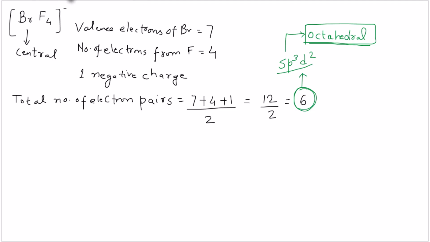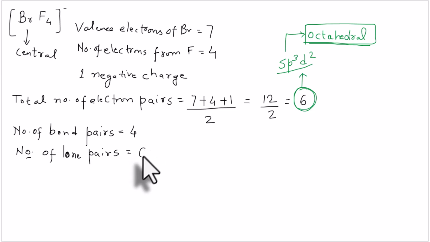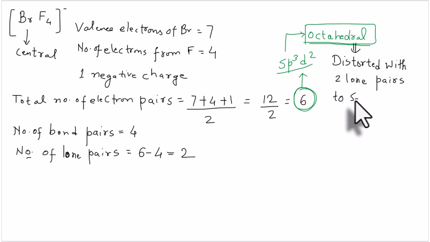Now, how many bond pairs do we have? We have 4 bond pairs from the 4 connected fluorine atoms which are bonded to bromine here. So the number of bond pairs is 4. Now how many lone pairs? Total electron pairs are 6, bond pairs are 4, so 6 minus 4 is 2 lone pairs. So in the octahedral regular geometry, if we have 2 lone pairs, then the geometry is distorted to square planar geometry.